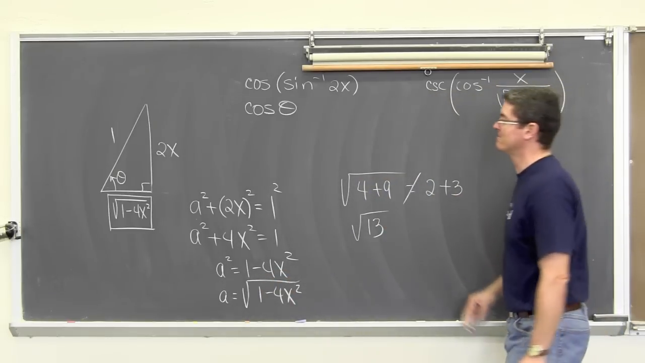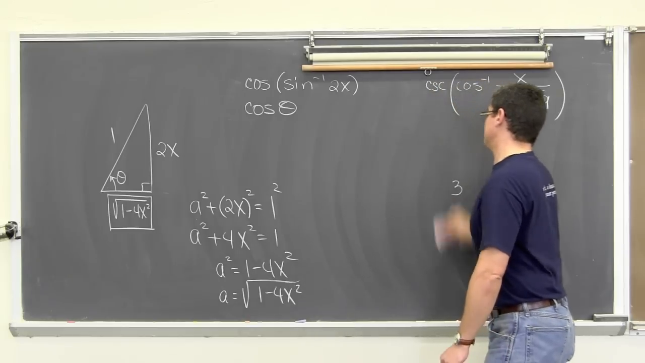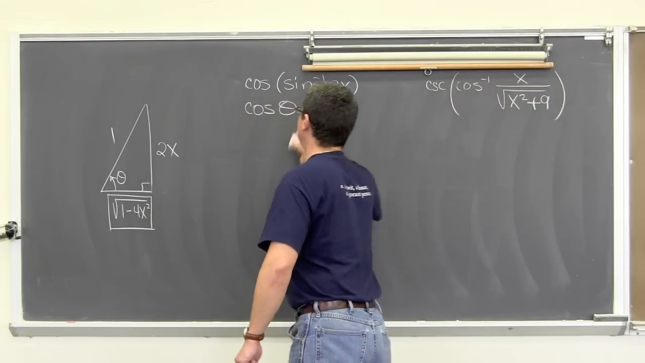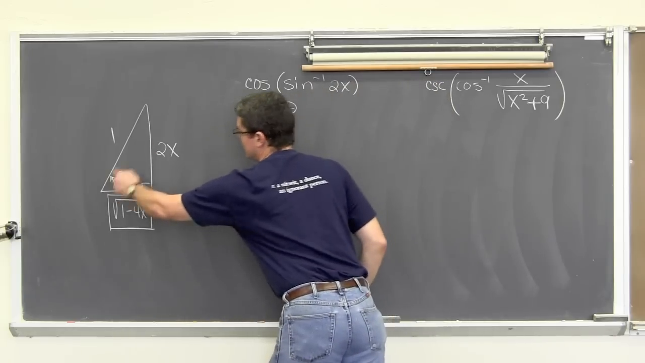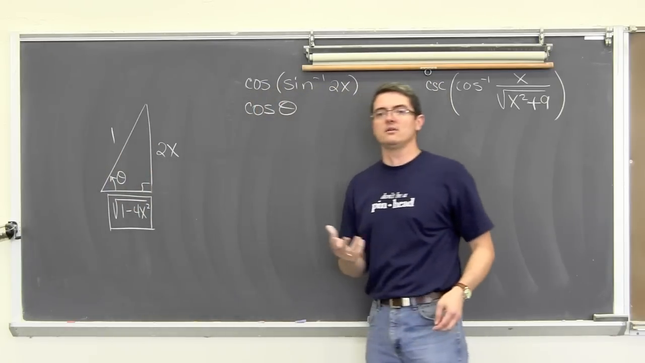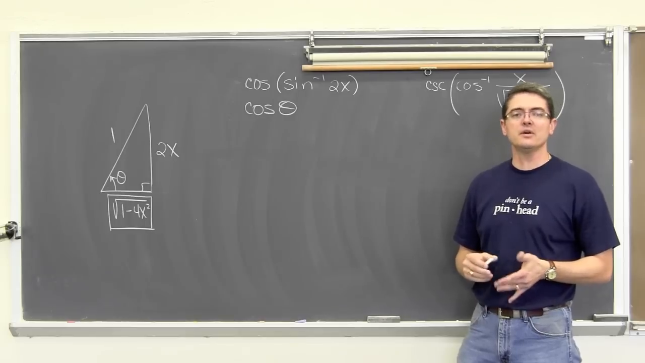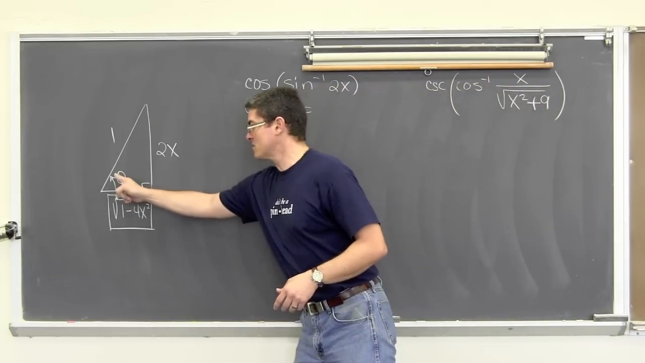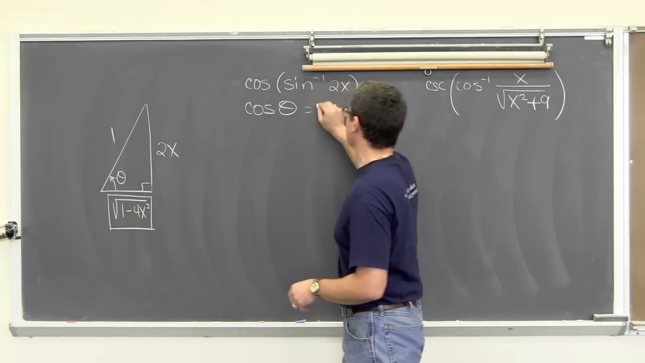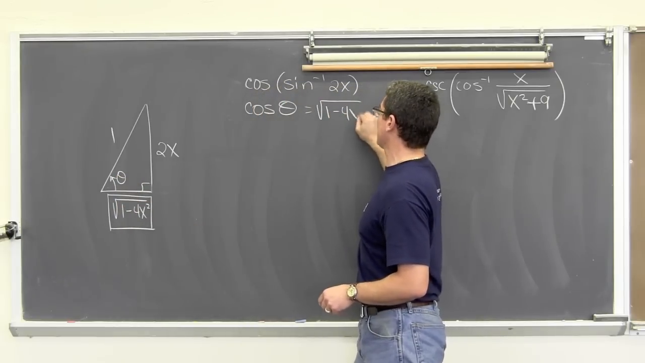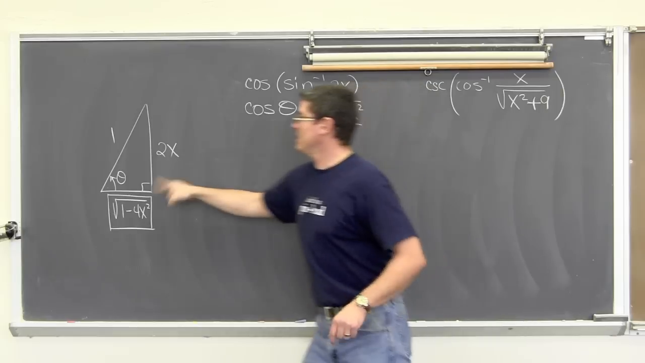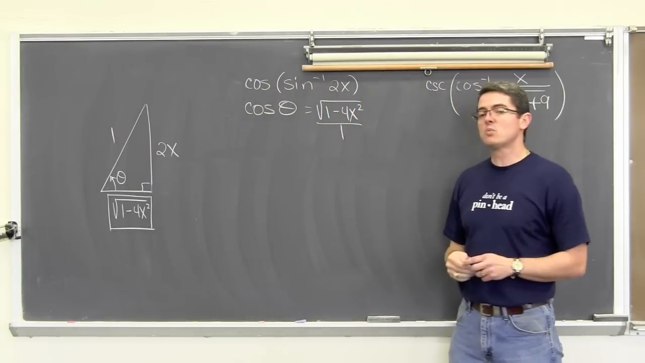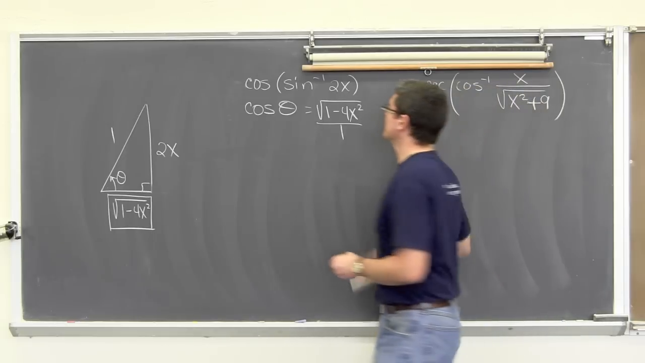That does not work. So now that we have our right triangle all filled in, and we have theta set up in this right triangle, what is the cosine of theta? Well, cosine of theta is equal to the adjacent side. So next to theta, the adjacent side is the square root of 1 minus 4x squared over the hypotenuse of 1. So the cosine of theta is the square root of 1 minus 4x squared.